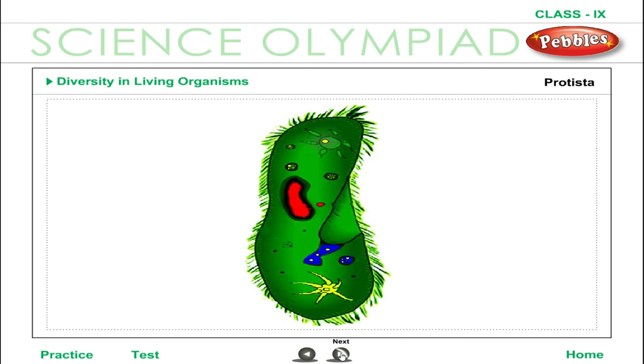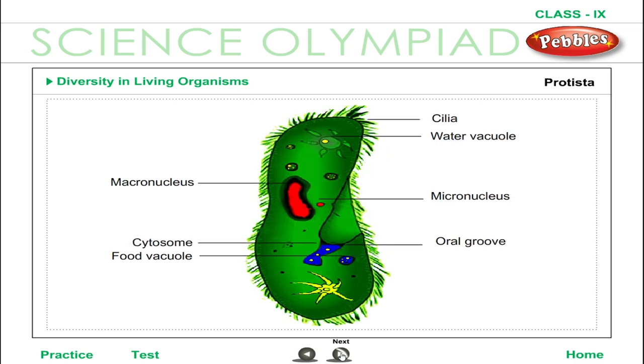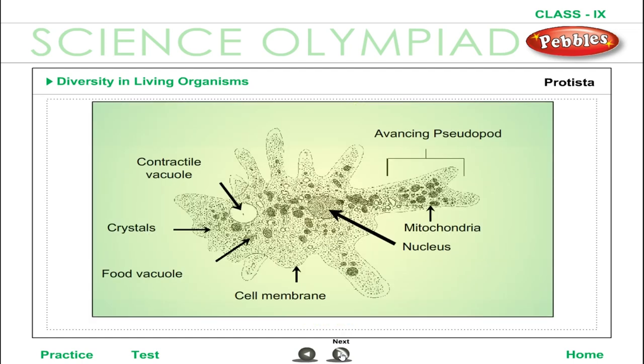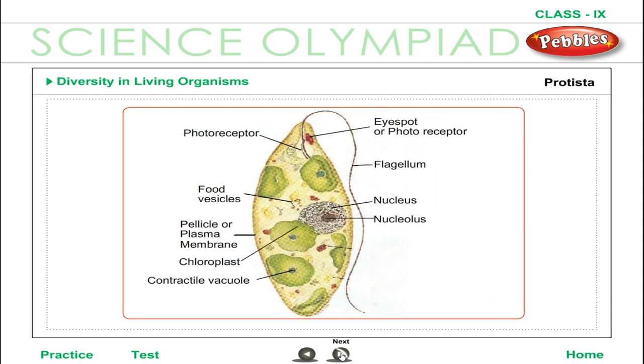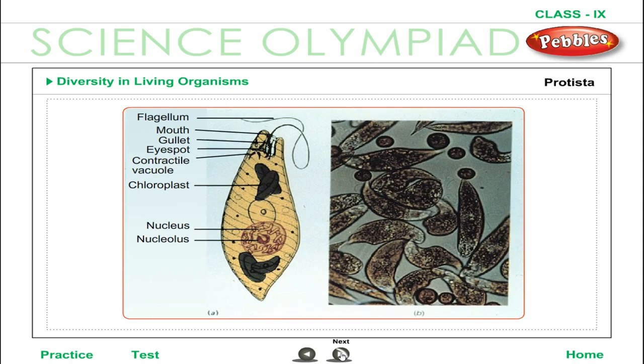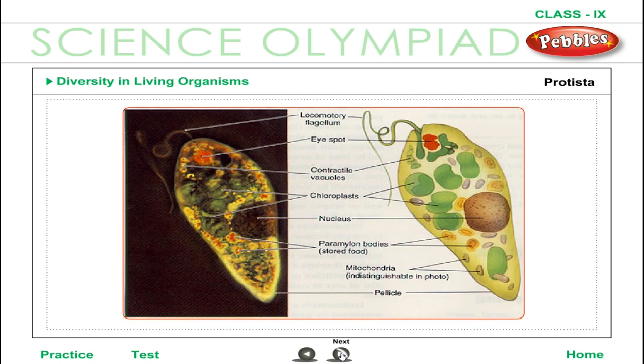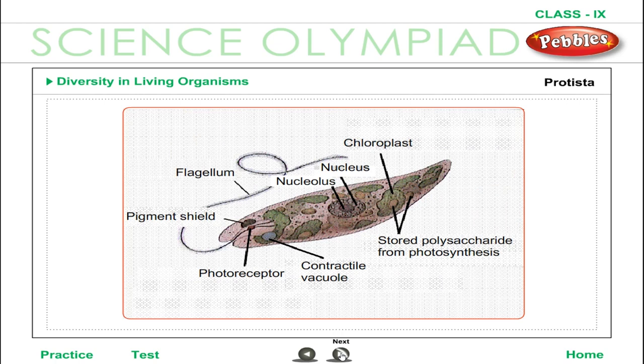Protista. This group includes many kinds of unicellular, eukaryotic organisms that use appendages such as hair-like cilia or whip-like flagella for moving around. Their mode of nutrition can be autotrophic or heterotrophic. Examples are unicellular algae, diatoms, and protozoans.